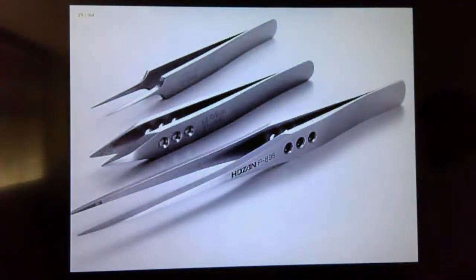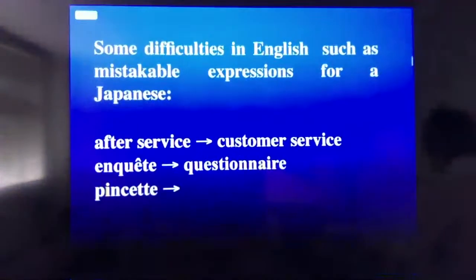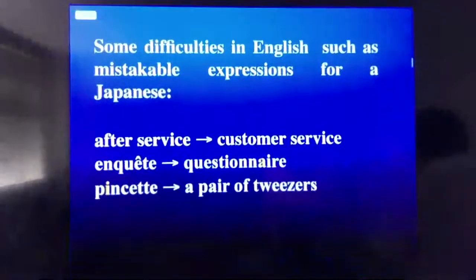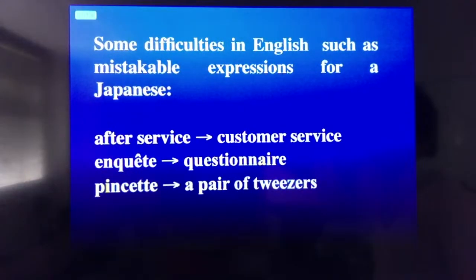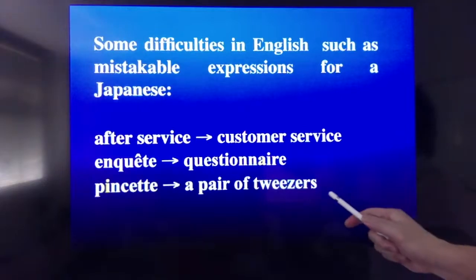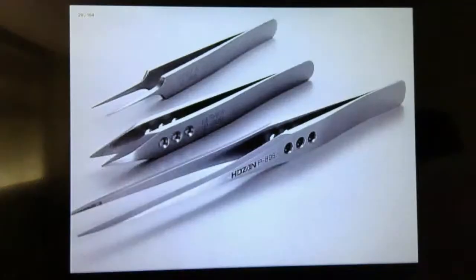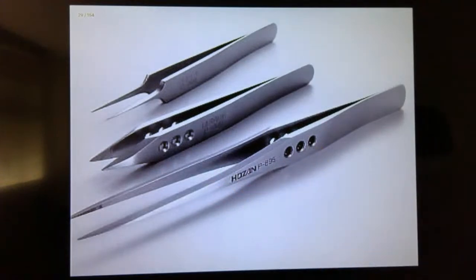This one as well. People use a French word in Japan. Pincette is also a French word. The English word is a pair of tweezers. Maybe just tweezers works, generally you put S here. Can you pass me the tweezers? But formal English is a pair of tweezers because you have two parts here.